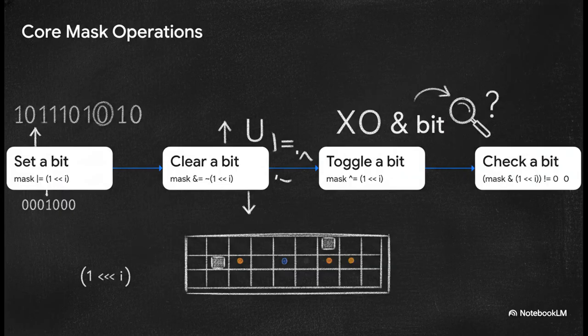And these 4 operations are basically what you'll be doing constantly. To work with any specific bit, say the ith bit, you first create a temporary mask that only has that bit turned on. That's what 1 << i does. Then you just use your tools. OR to set the bit, AND with an inverted mask to clear it, XOR to toggle it, and a simple AND to check if it's on.